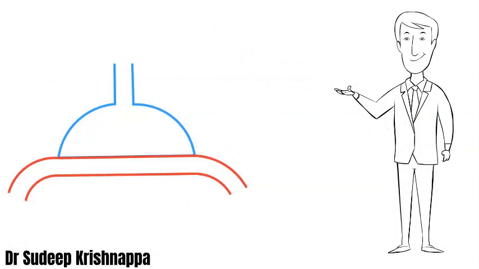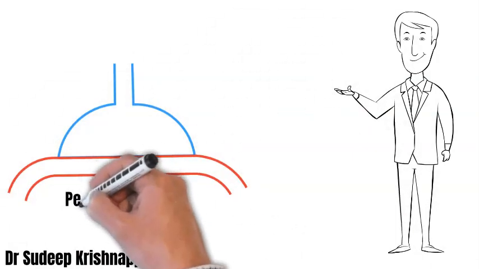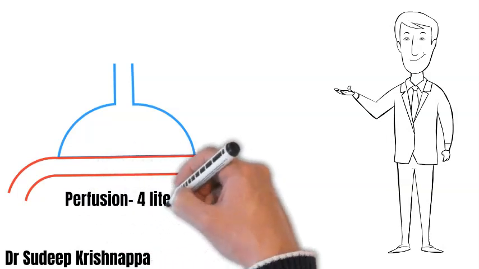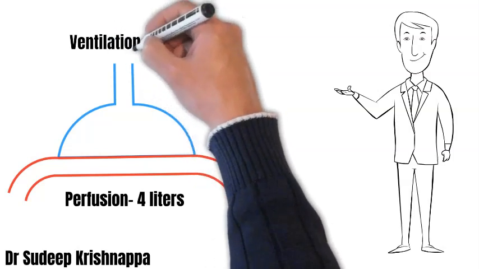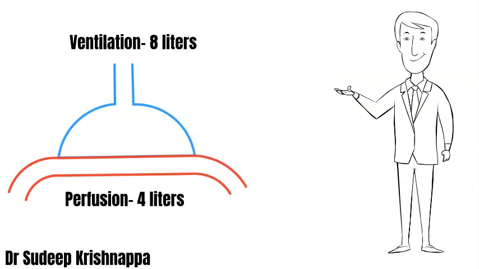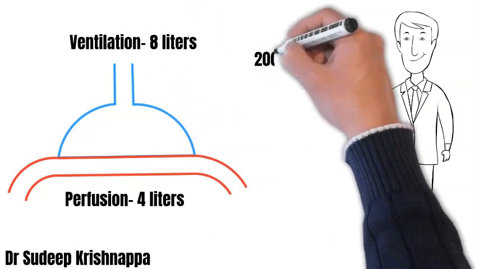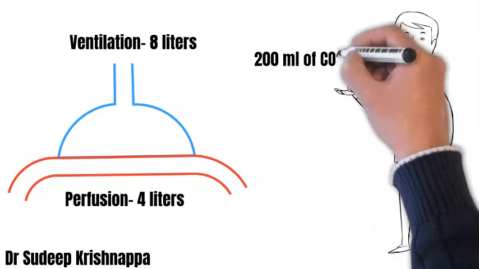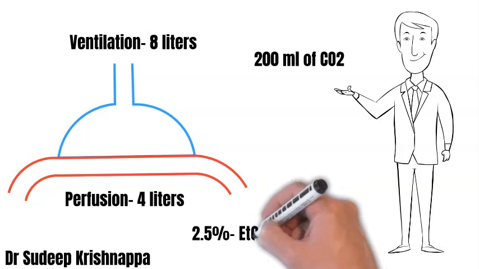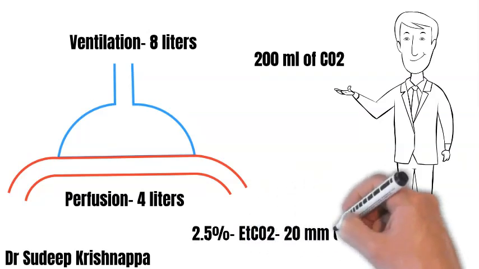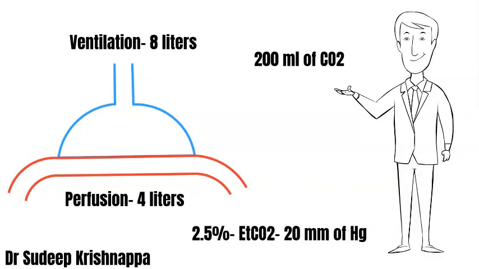Now, as we still need to eliminate only 200 mils of CO2 in that minute, 200 mils as a proportion of 8 liters would become about 2.5%. So, as a result of which, EtCO2 also drops to about 20 millimeters of mercury, which is about half of what it was with a minute ventilation of 4 liters.